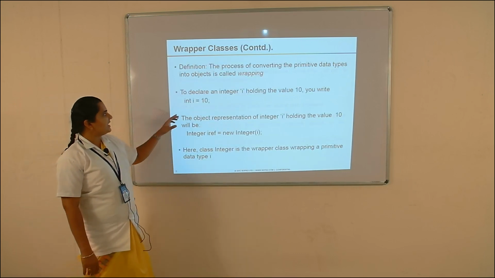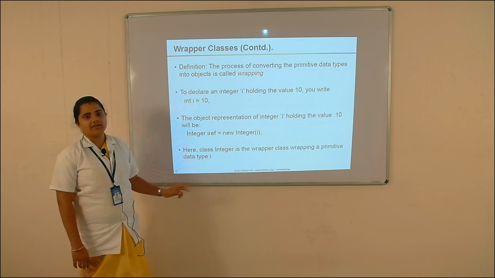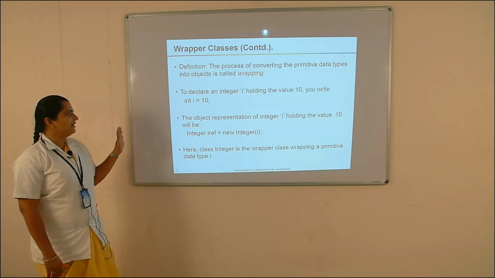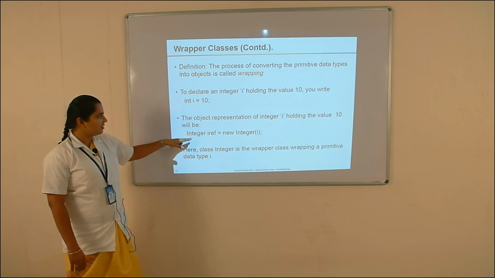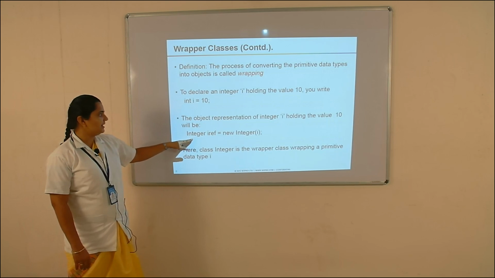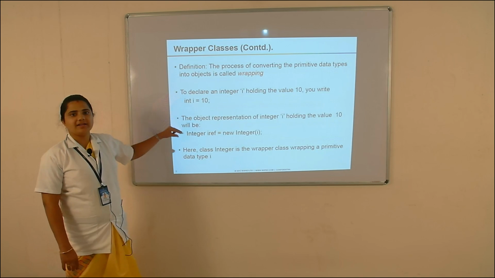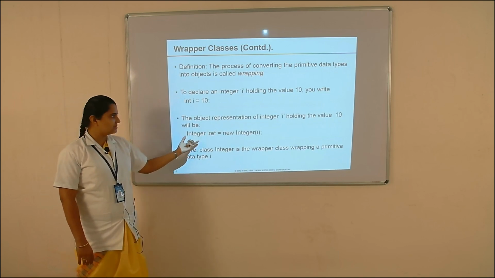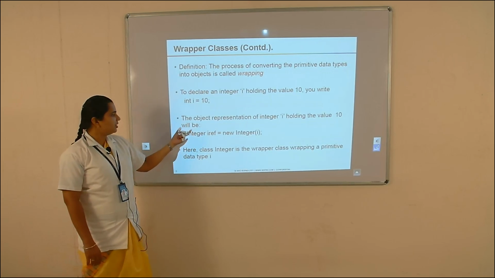For example, we have int data like int i equal to 10. This is a primitive data type, which we normally use. For this int we have a corresponding class called Integer. This is called a wrapper class. For every primitive data type there is a wrapper class available. The wrapper is a class, and because it is already defined, we want to create objects for this wrapper class.